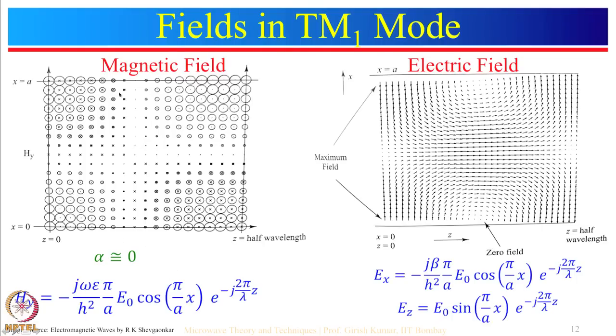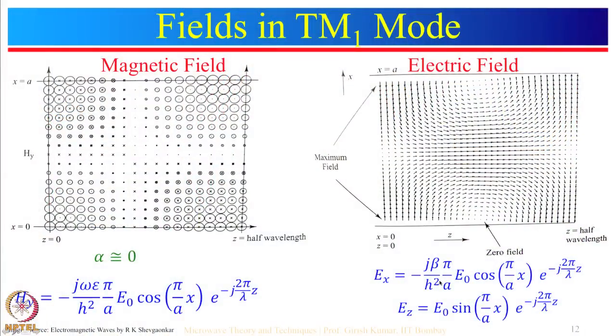So there is a half sinusoidal variation of magnetic field in the x direction. Now let's see the variation of electric field in xz plane. So in this, the direction of arrow shows the direction of field, and the length of the line represents the amplitude of the fields. So larger the length of the line, the higher will be the amplitude of the field. Since we have two components of electric field, the resultant electric field will be the vector sum of Ex and Ez. Now let's see the variation of these two in x direction.